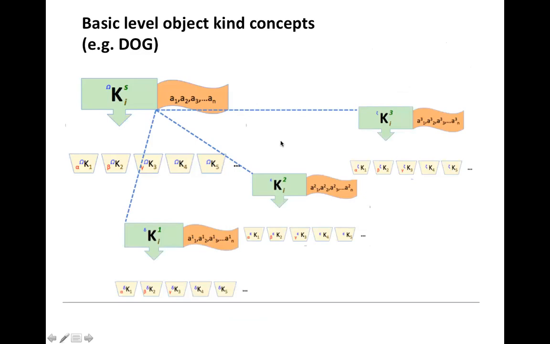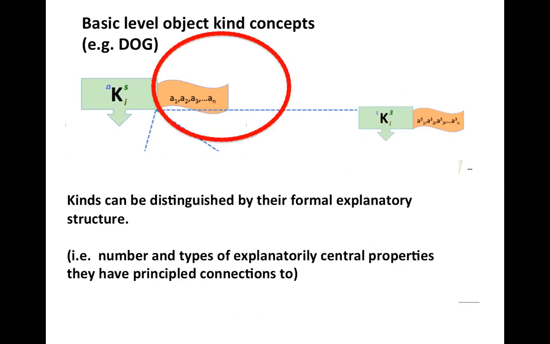Okay, so it turns out that we can characterize kinds both in abstract and in concrete terms. But of course, there are other ways in which we can distinguish between kinds. And the question is, how do we distinguish the perspectives provided by different kinds of kinds? One possibility is that because this component has a formal explanatory link to the kind representation, we should be able to distinguish different kinds of kinds based on the formal explanatory structure that is present in different types of kinds. And in particular, we can maybe distinguish different kinds of kinds by the number and types of explanatorily central properties they have principal connections to.